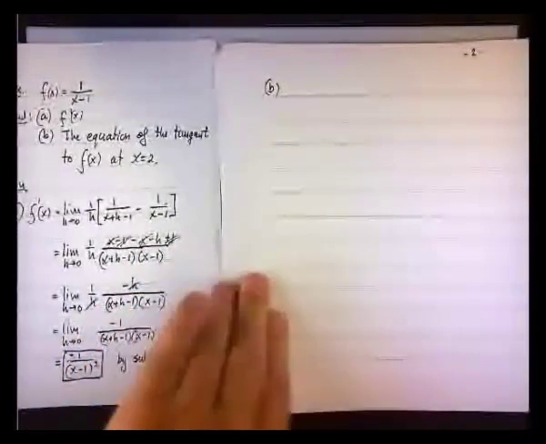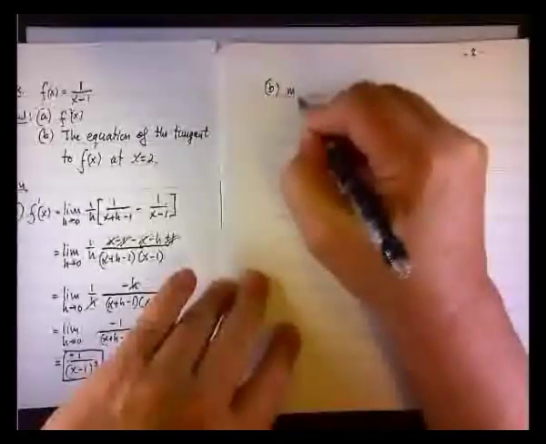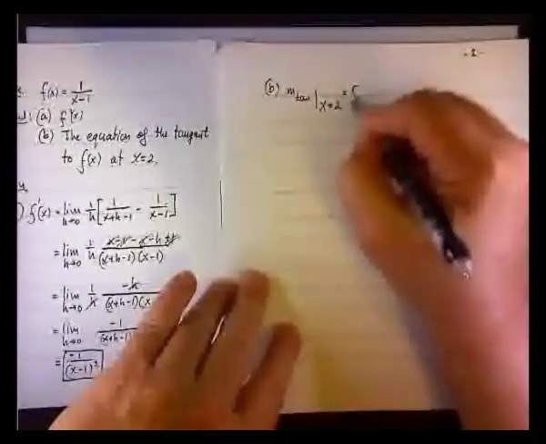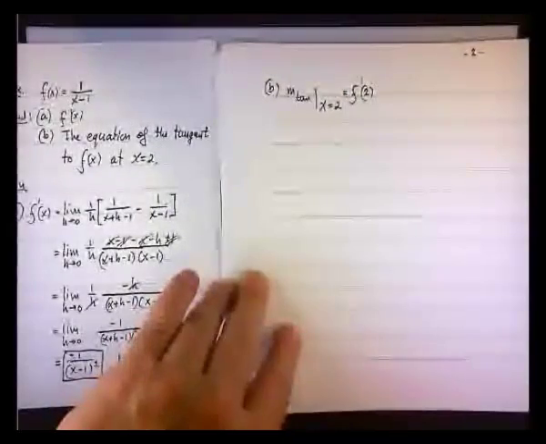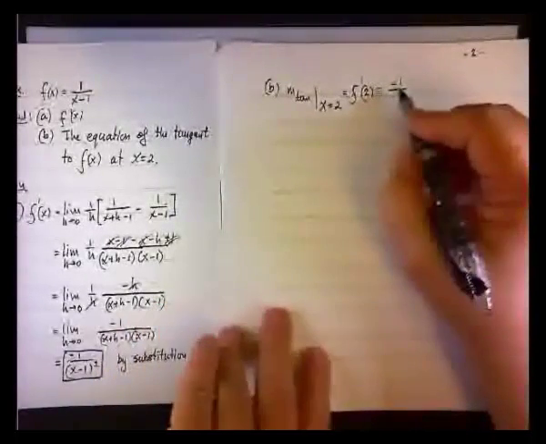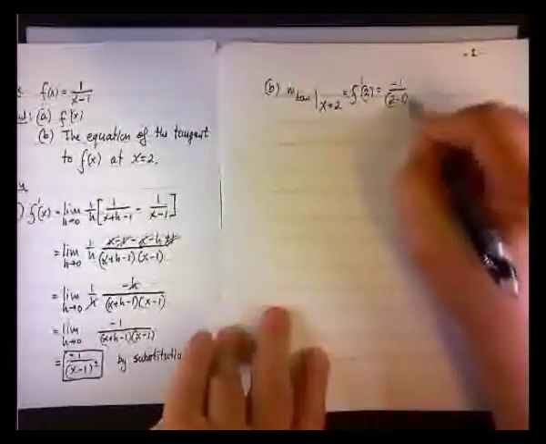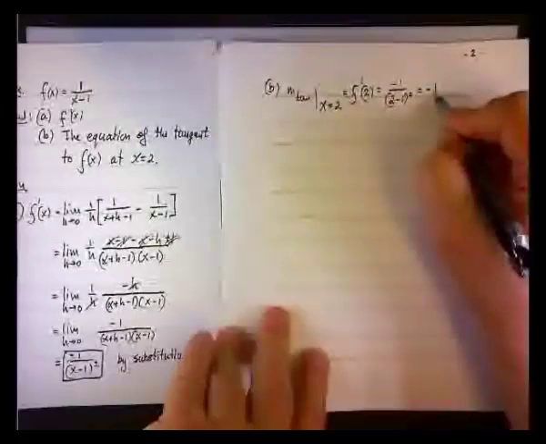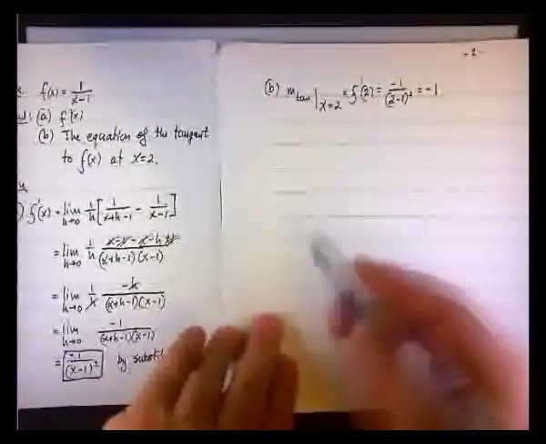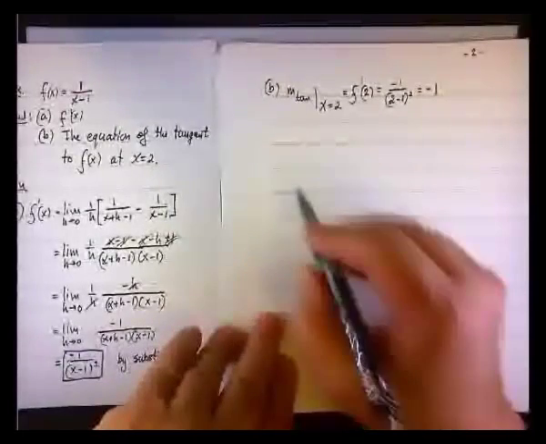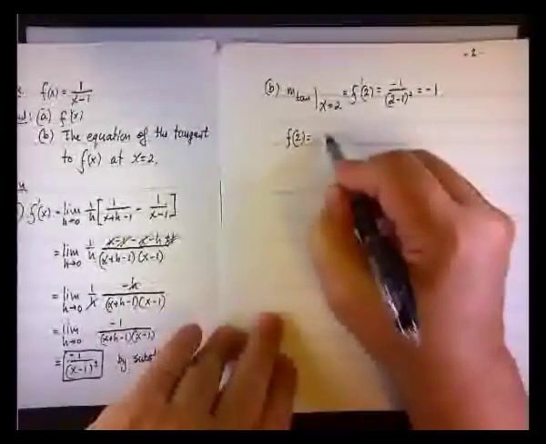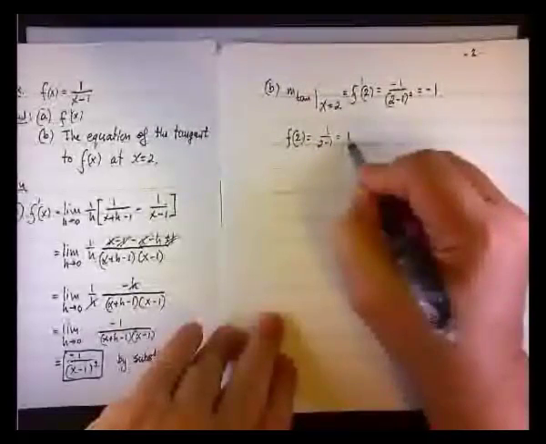And when we are talking about the tangent, we know that the slope of the tangent at x equals 2 will be the derivative evaluated at x equal 2. We're going to write it like so, and this will be negative 1 divided by 2 minus 1 squared. And of course, this will be simply negative 1. So we know that the slope is negative 1. We need a point. The point will be 2 and f of 2. So we need to evaluate f of 2. Well, f of 2 is 1 over 2 minus 1. So f of 2 is 1.